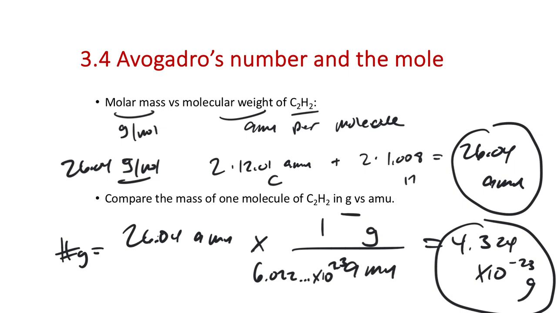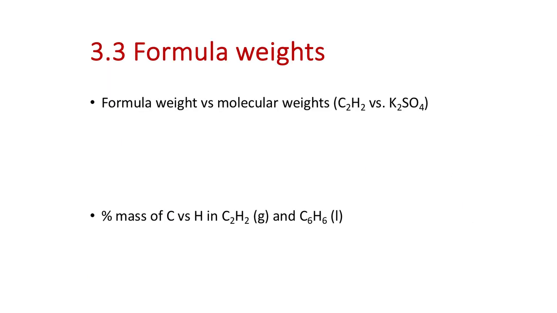Okay, so we can compare masses of one molecule. Now we're going to predominantly work with molar quantities, so noting that there's 26.04 grams per mole is probably going to be a number we use more frequently as we continue into the chapter. And so we can also look at formulas. What's the difference between C2H2? This is a molecular compound. K2SO4 is an ionic compound.